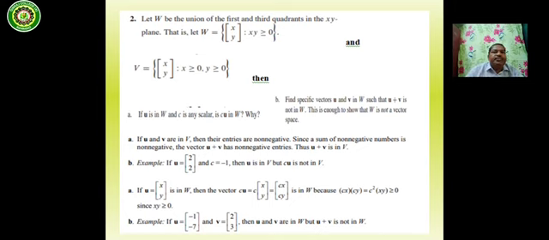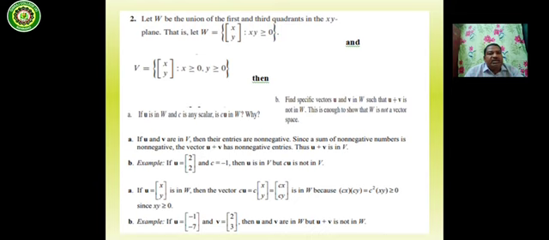So now second problem. Let W be the union of the first and third quadrants in the xy plane. So W is the set of (x, y) such that xy is greater than or equal to 0. We verify one problem for W and another problem for V. Elements of V are of the form (x, y) such that x is greater than or equal to 0 and y is greater than or equal to 0. If (x, y) satisfies these two conditions, then (x, y) is an element of V.